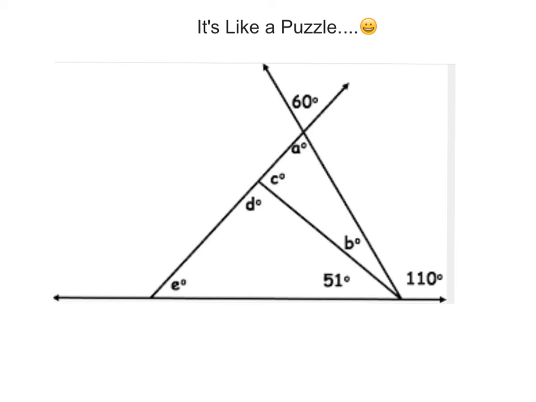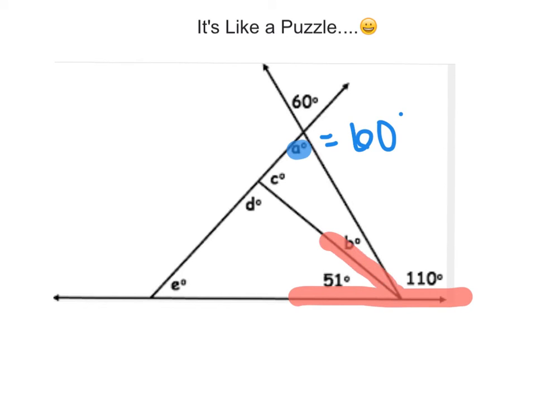The first one that I am going to start with is one that jumps out at me up here. Angle A is across from, or it's a vertical angle from 60. So I know that angle A is 60 degrees. Now, if I look down here, I can see that I have three angles here that add up to be 180. I'm missing this piece right here, but I know that the other two are 110 and 51, which is 161. So in order to add up to be 180, I know that angle B has to be 19 degrees.